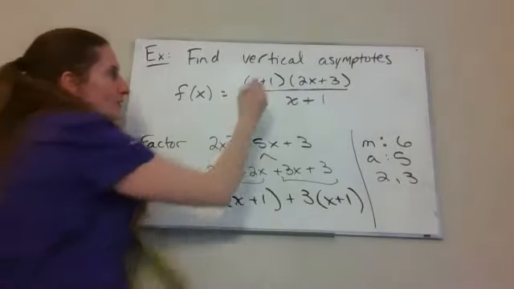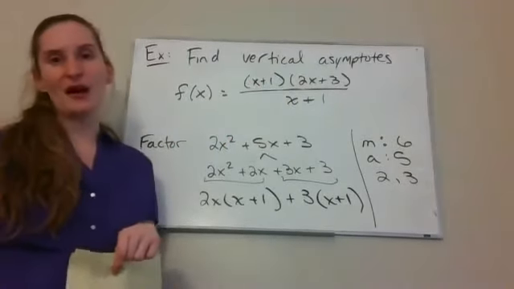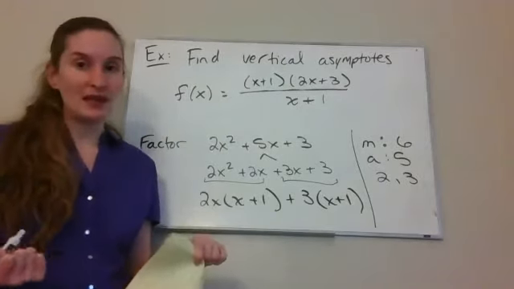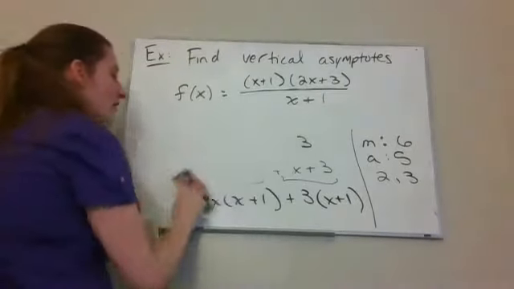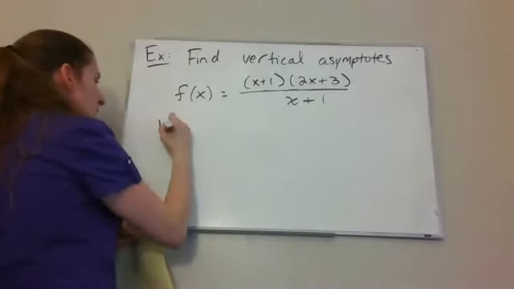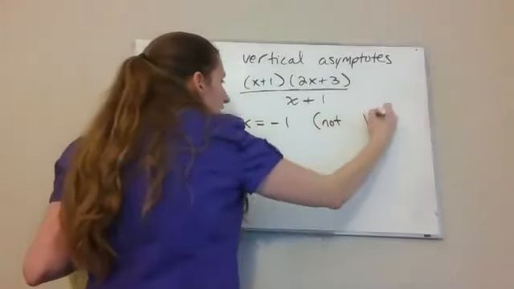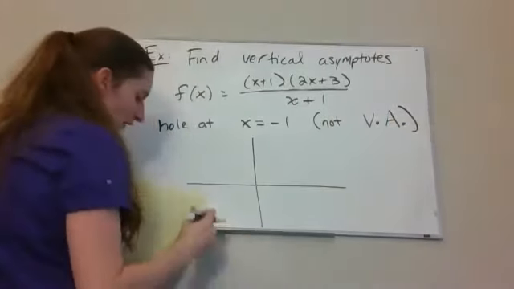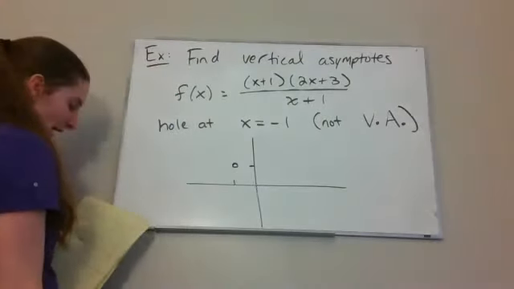So now it's fully factored, and you can see that this x plus 1 I have on both the top and the bottom. So if I were to cancel things out, they would disappear. All that that means is there is not a vertical asymptote at x equals -1. Instead, we have a hole there. Not a vertical asymptote. If we were to graph this, what this would look like is at this point, -1, 1, we would have a hole in the graph.